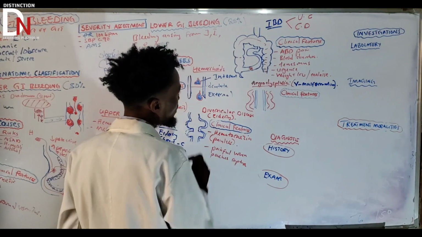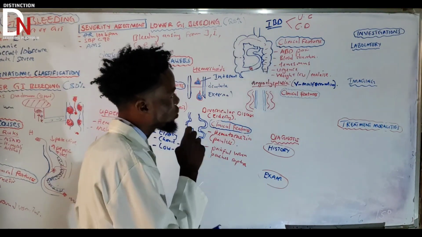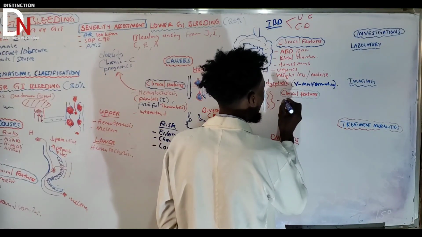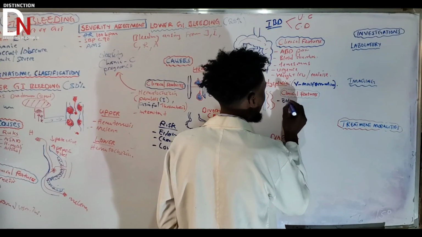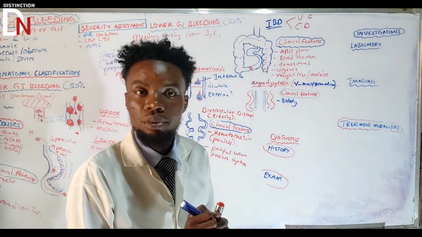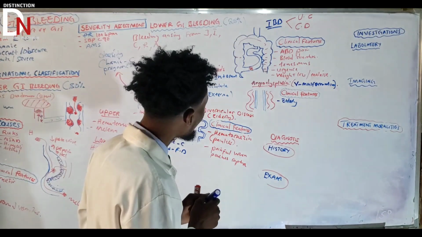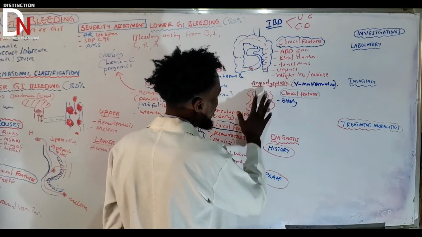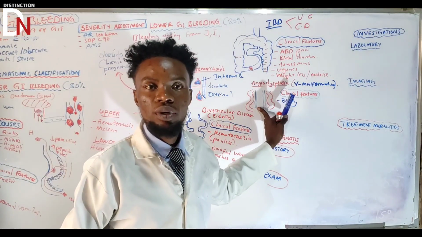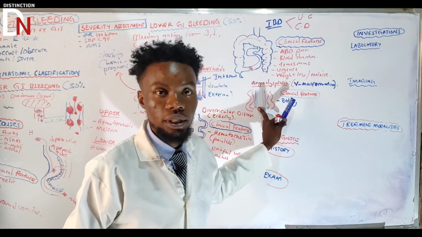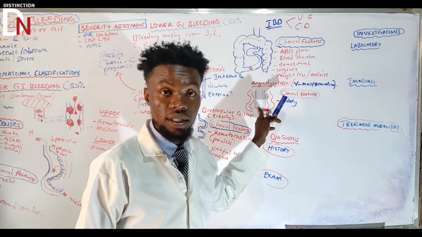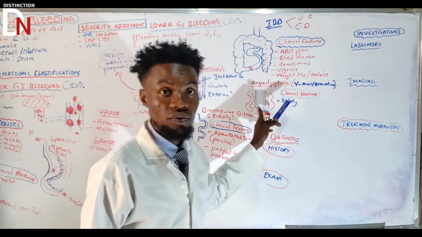Now the question you can ask is, angiodysplasia is common in what? It's common in the elderly. Very, very important. Angiodysplasia is common in the colon, basically in the right colon. That's why you can find angiodysplasia there.